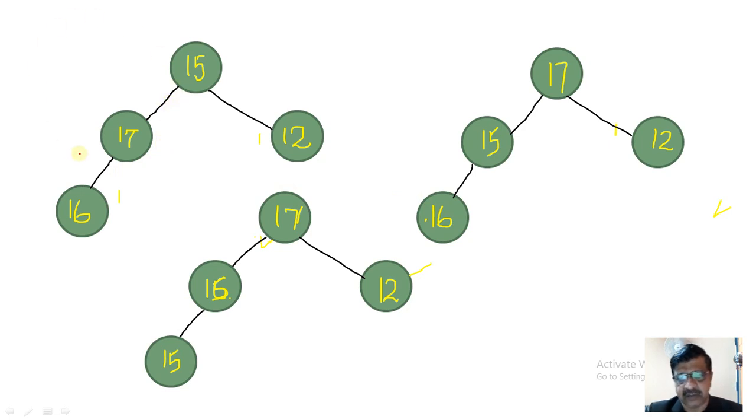Then this is what remains. Maybe after the third iteration, once again the parental dominance is questioned, and here again it is struck. Now its children are compared, 17 and 12.